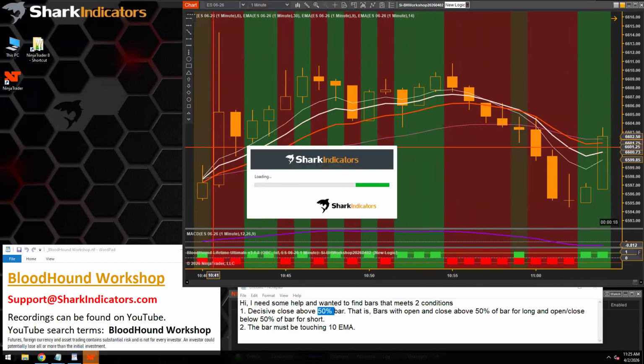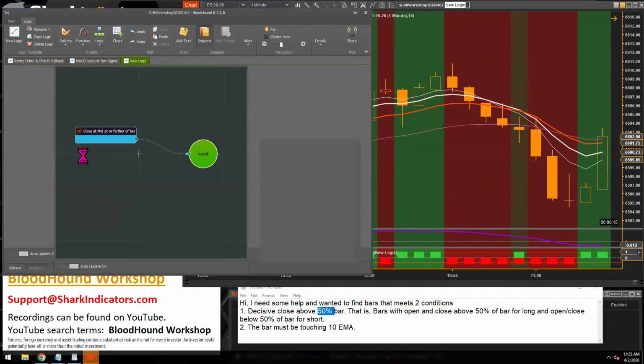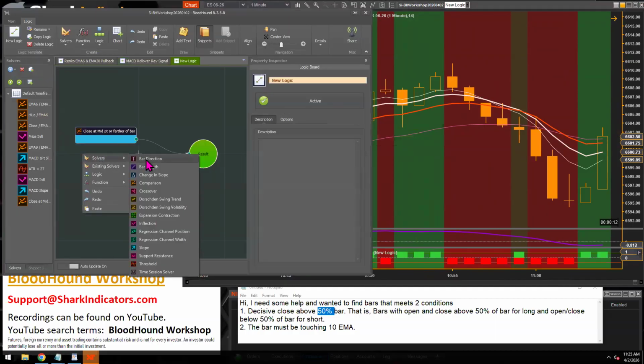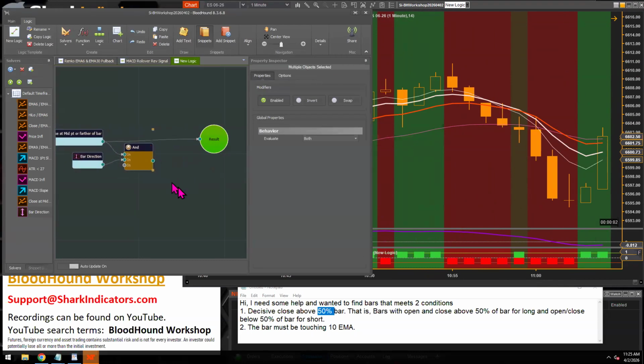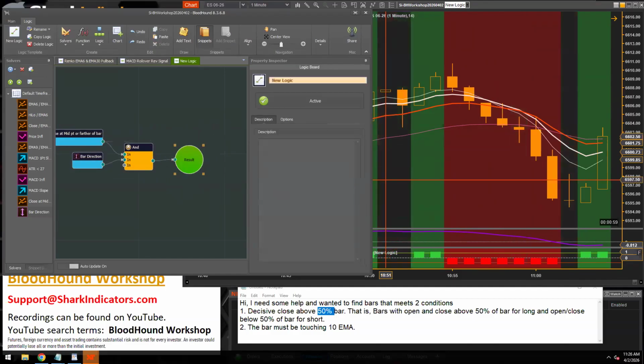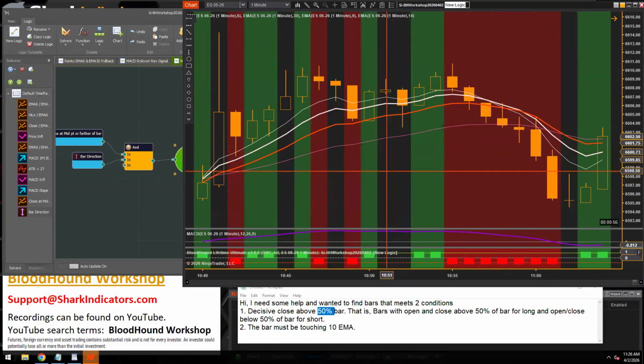Now, if we add a bar direction, so let's add a bar direction and an AND node. There, connect that up. There. So we have a down bar, but the close is above the 50% or midpoint there. And we have an up bar, but it closed way down. Yeah.